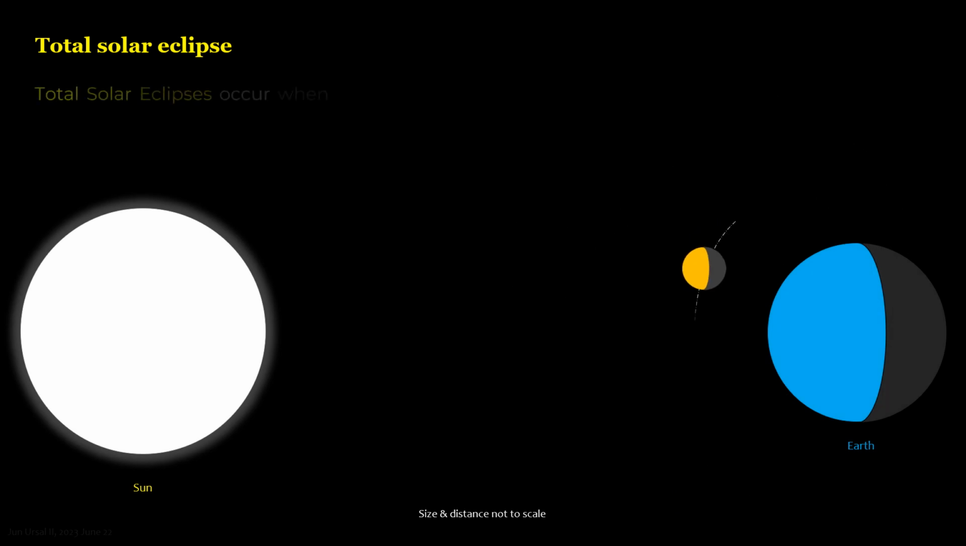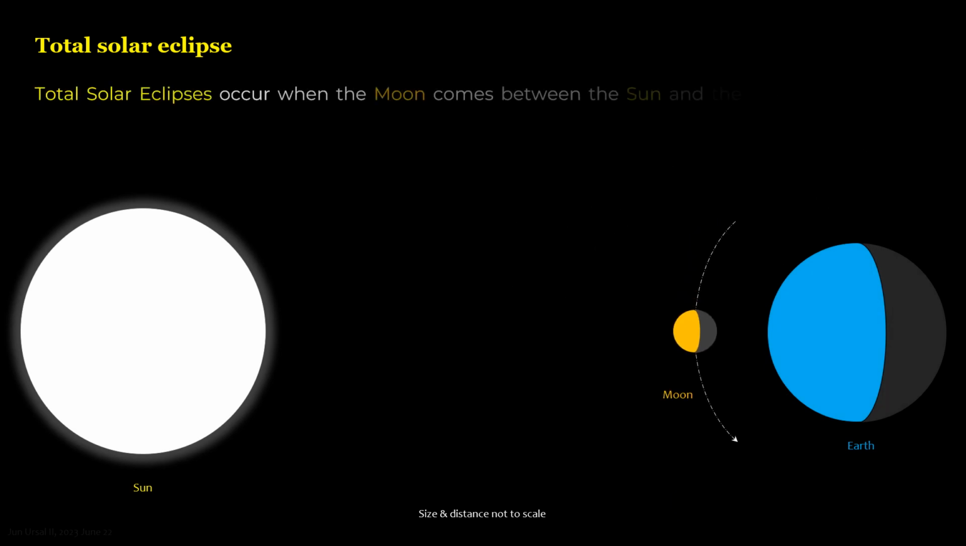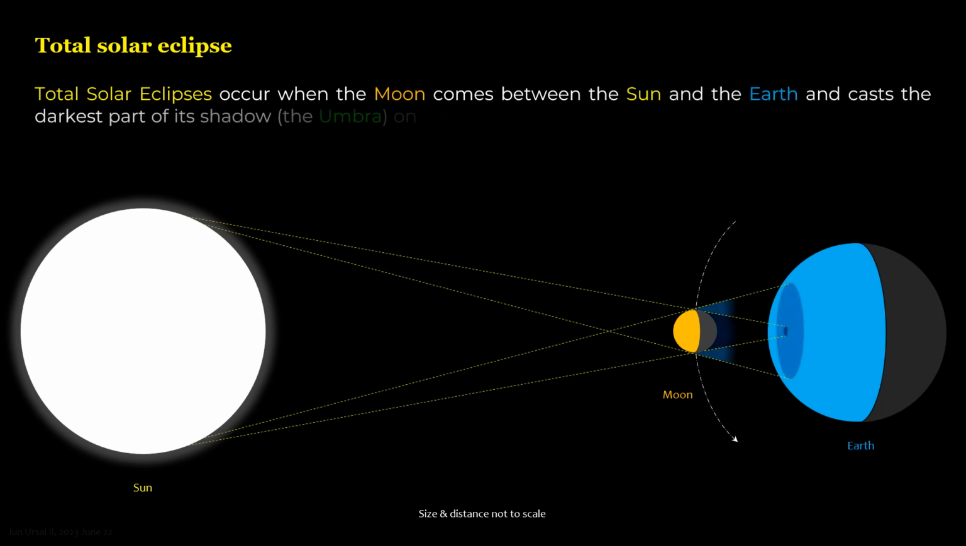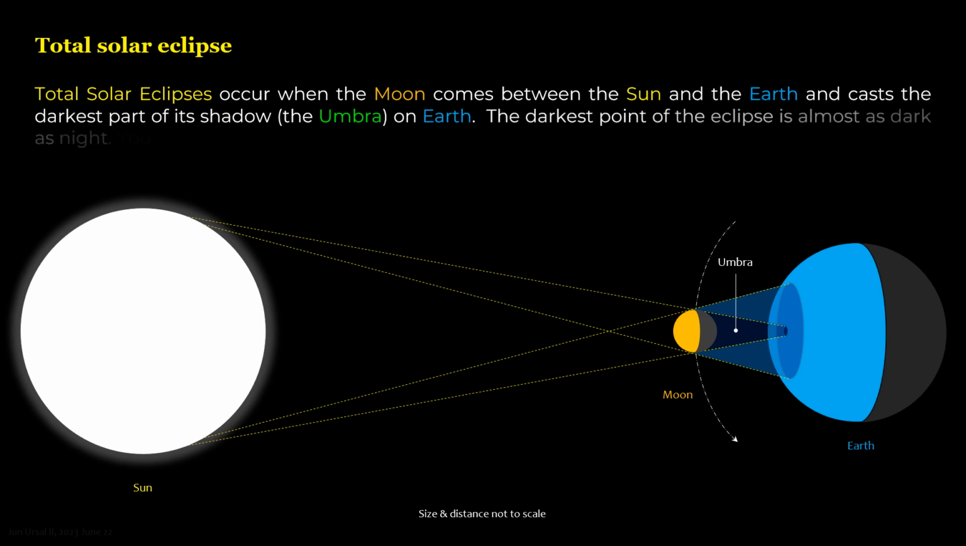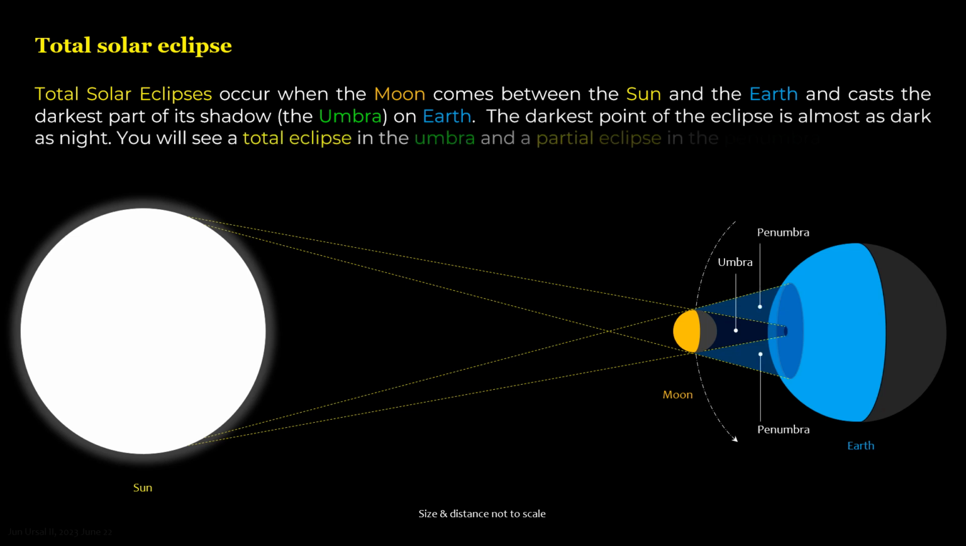Total solar eclipses occur when the Moon comes between the Sun and the Earth and casts the darkest part of its shadow, the umbra, on Earth. The darkest point of the eclipse is almost as dark as night. You will see a total eclipse in the umbra and a partial eclipse in the penumbra.